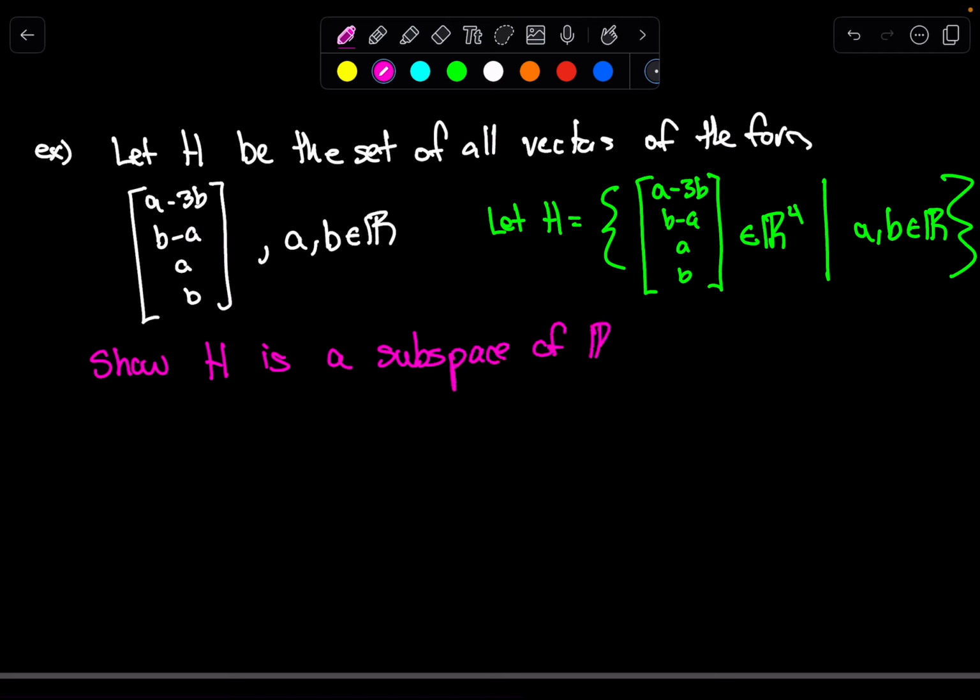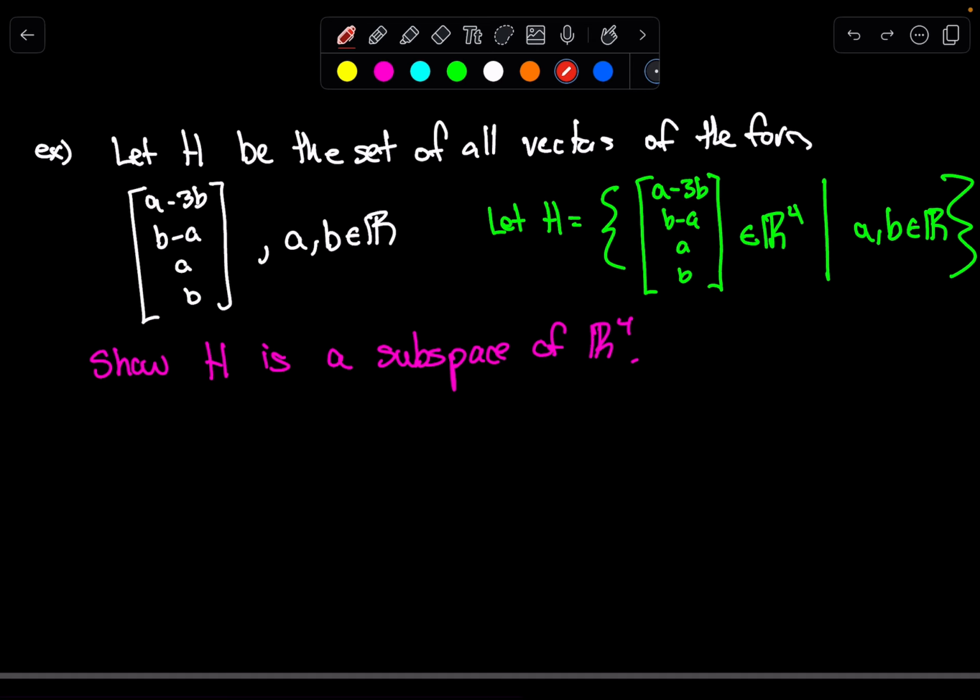of R4. Okay, and this actually turns out to be pretty simple, even though it's kind of weird because, dang, I have a bazillion vectors, right? I have a whole bunch, and to show that this thing is a subspace, I need to show the zero vector is in it, which actually is pretty easy. You can kind of see it just by setting A and B equal to 0. So 0 is definitely in there.